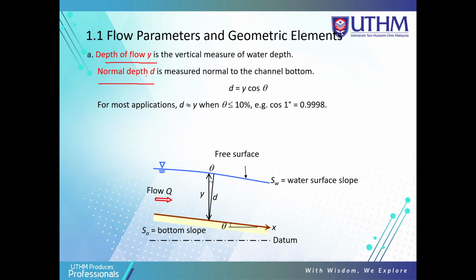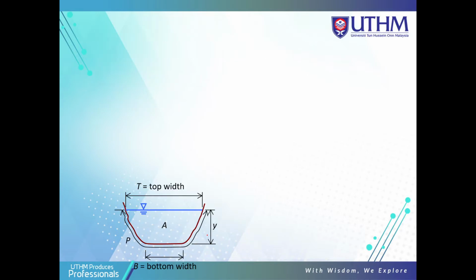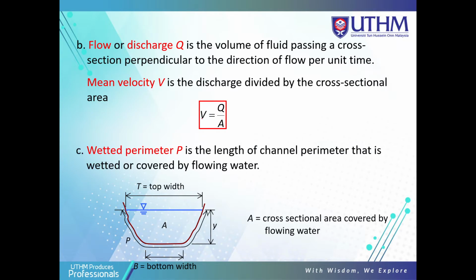Actually, the normal depth d is equal to y when theta here is less than or equal to 10 degrees. And cos 1 degree here gives 0.9998, so we just put it as 1. This is the free surface here, in open channel. Sw is the water surface slope, Q is the flow, and S0 is the bottom slope. So these are the parameters that you will learn about in open channel flow.